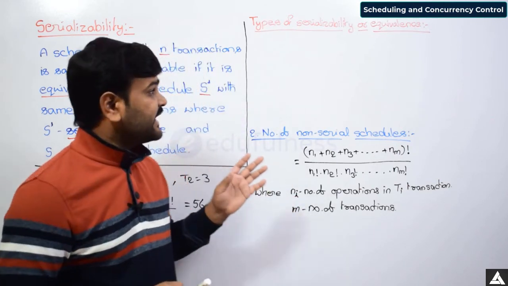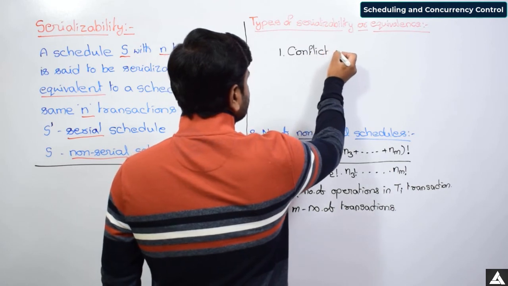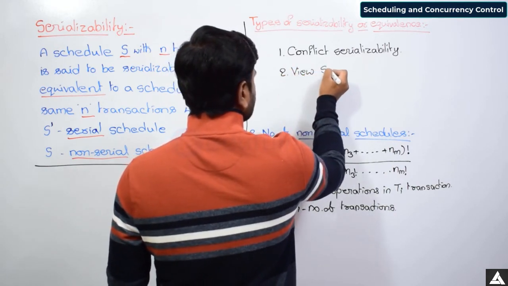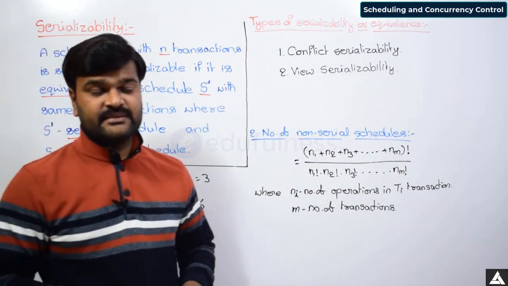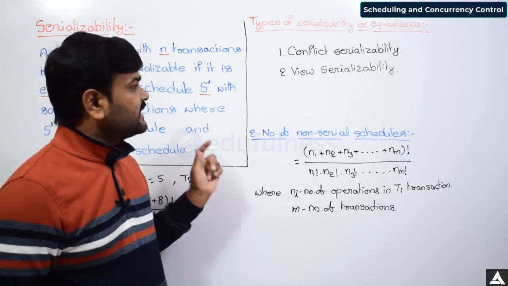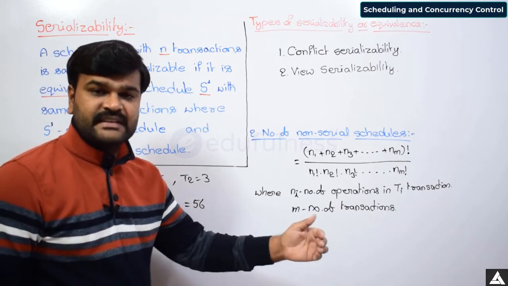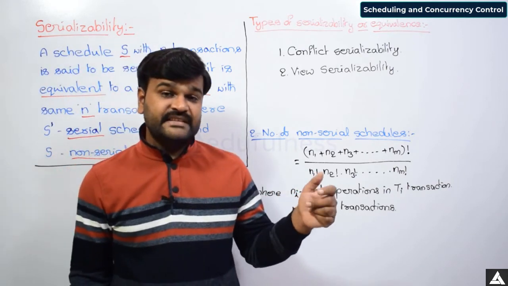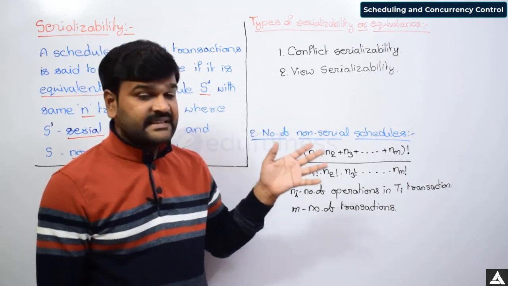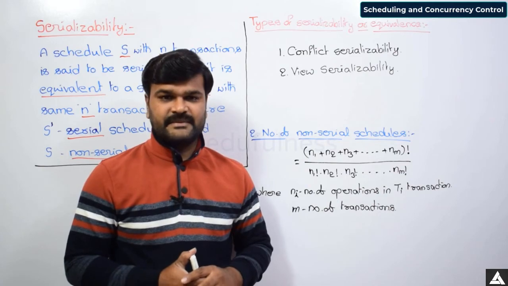For that purpose we are going to have types. The first one is conflict serializability, and another one is view serializability. There is one more, based on equivalent serializability, which is result-based serializability, but that is not a big thing, a very small one. Conflict serializability is one you can use to identify a non-serial schedule which is equal to one of the serial schedules, and you can also find out to which serial schedule it is equivalent. So our next discussion is how to identify using conflict serializability and using view serializability.